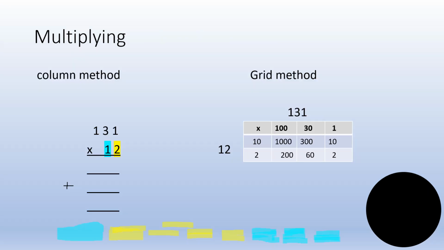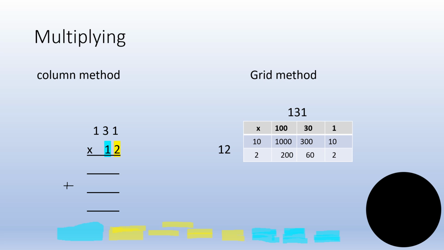Moving on to multiplying now, we have the same sum here using two different methods. The sum I've got is 131 multiplied by 12. I've got the column method over on the left hand side here and then the grid method over to the right. I'll just work through both, just give you an example of both methods in action.